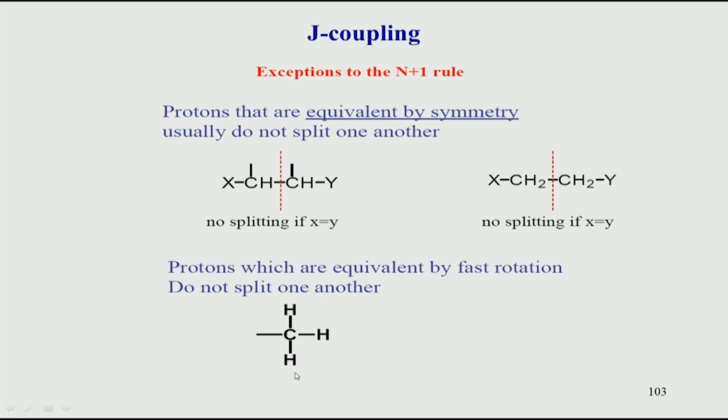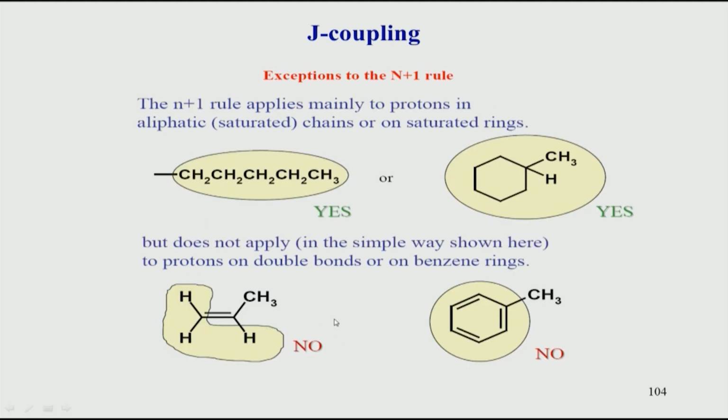So, the methyl group always comes as a single entity, but if it is coupled to another hydrogen here, then this hydrogen will be split because of the 3 into a quartet. This is what we saw in the last class, but if you look at these 3 together, they do not split each other individually within this methyl group. So, methyl group protons are equivalent. There are different exceptions to this n+1 rule.